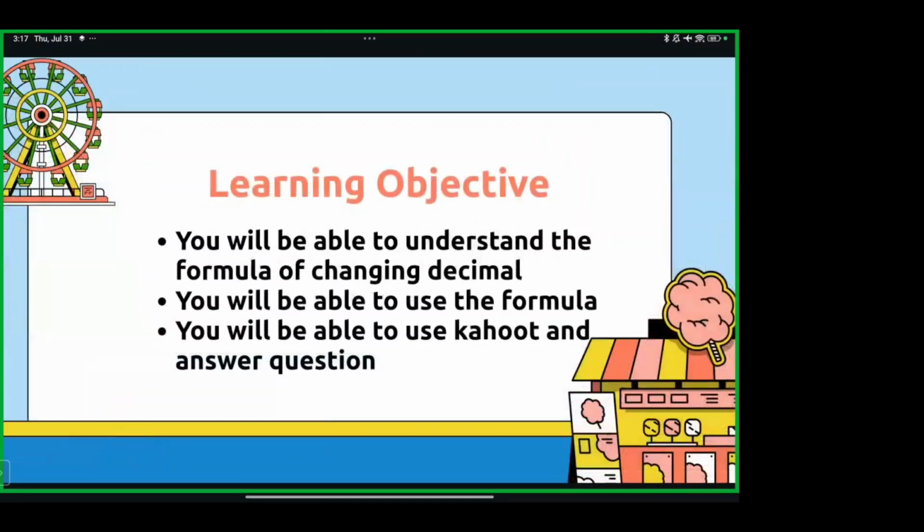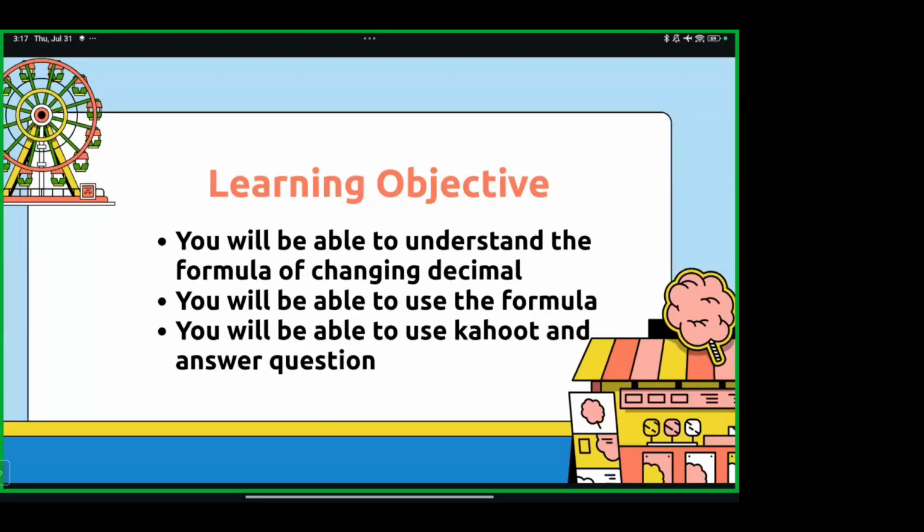The goals for today's lesson: the first one, you will be able to understand the formula of changing decimal. The second one, you will be able to use the formula. And the third one, you will be able to use Kahoot and answer questions.